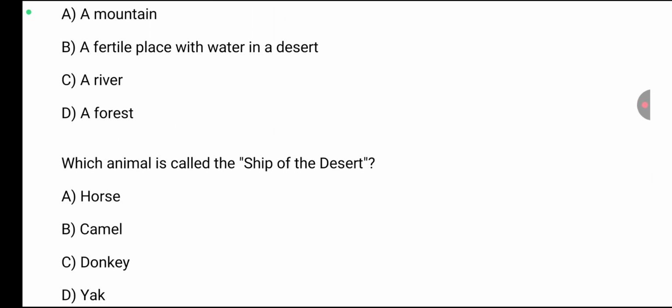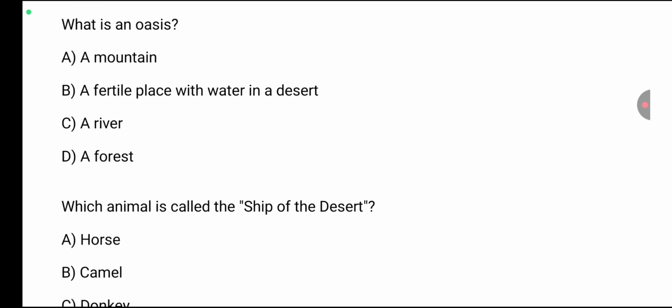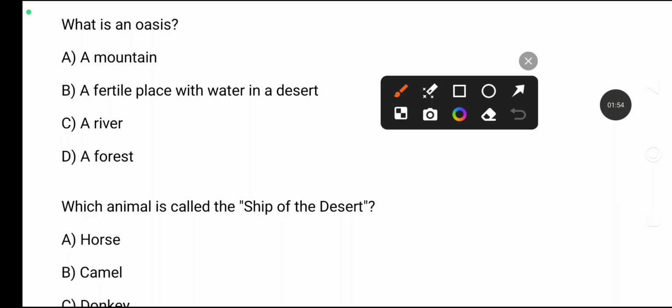Okay. Now moving on to another question. What is an oasis? A mountain, a fertile place with water in the desert, a river, a forest. The answer will be B. It is a fertile place with water in a desert area.